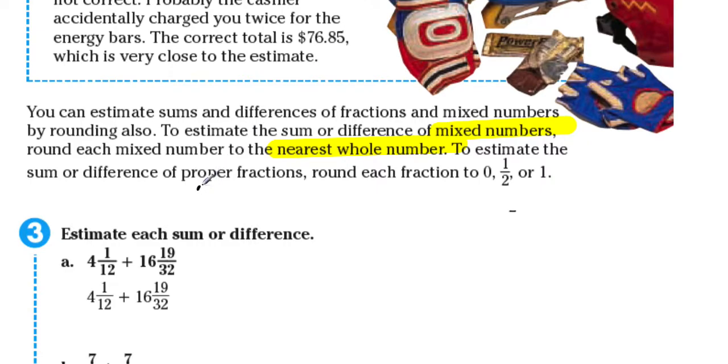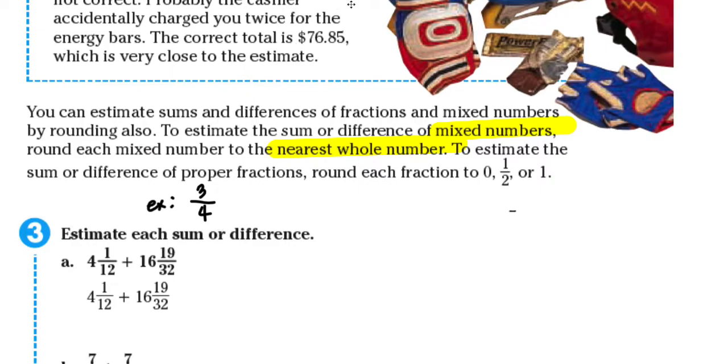A proper fraction is when your numerator is smaller than your denominator. Of course, you know what an improper fraction is. An improper fraction is when the numerator is greater than the denominator. So, conversely, proper fractions are fractions wherein your numerator is less than your denominator. So 3/4 is a good example of a proper fraction. So if you're finding the sum or difference of proper fractions, you need to round it to either 0, 1/2, or 1. Okay?